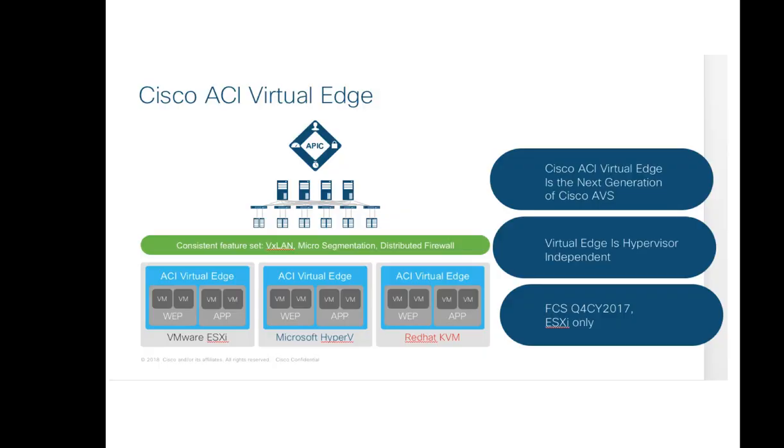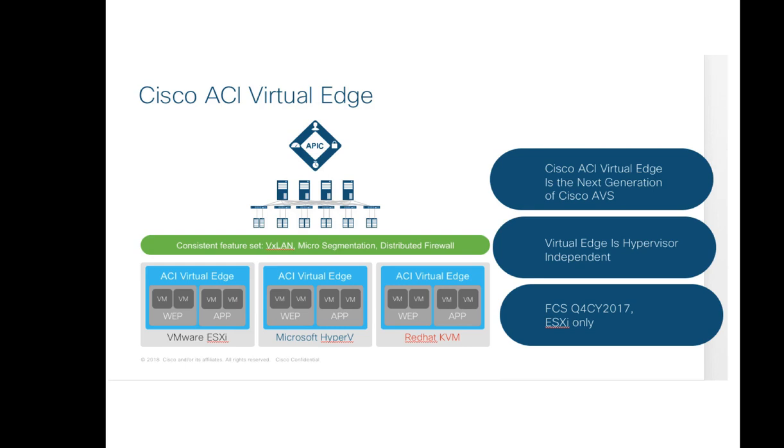After VMware 6.5, VMware stopped giving access to the APIs on the kernel of ESXi, and because of that reason, AVS cannot be installed after ESXi 6.5. For that reason, Cisco has come up with this AVE switch.